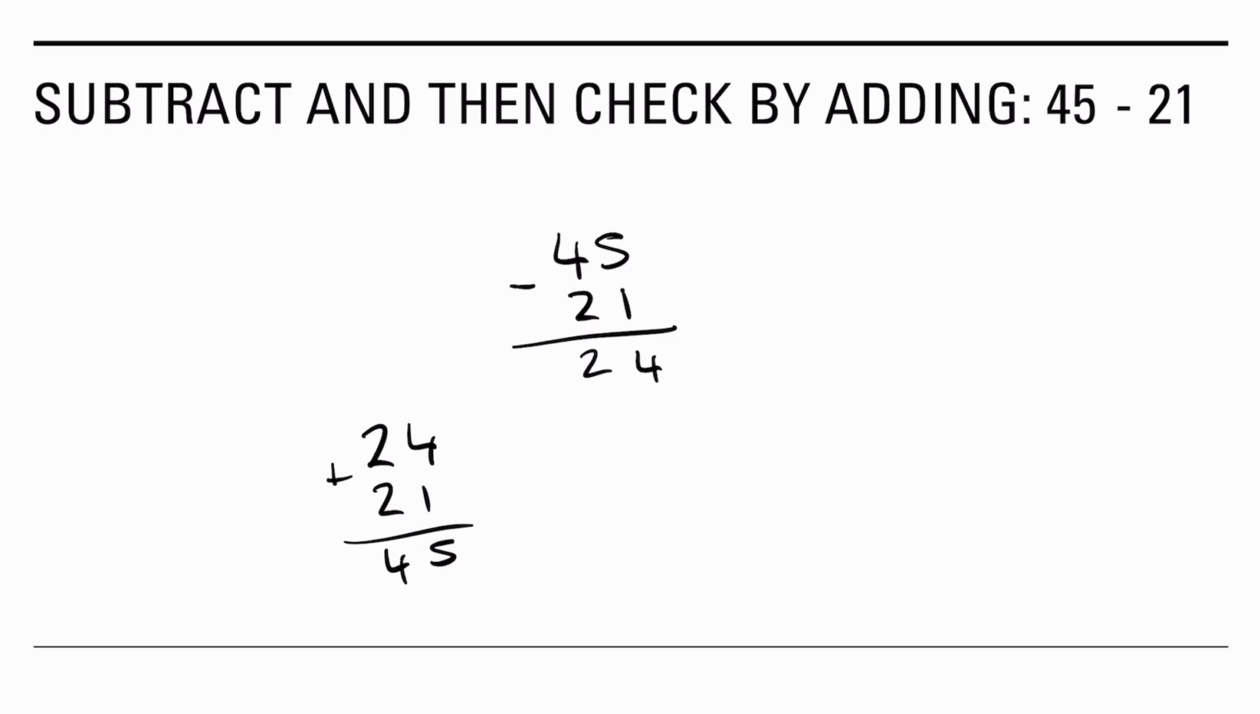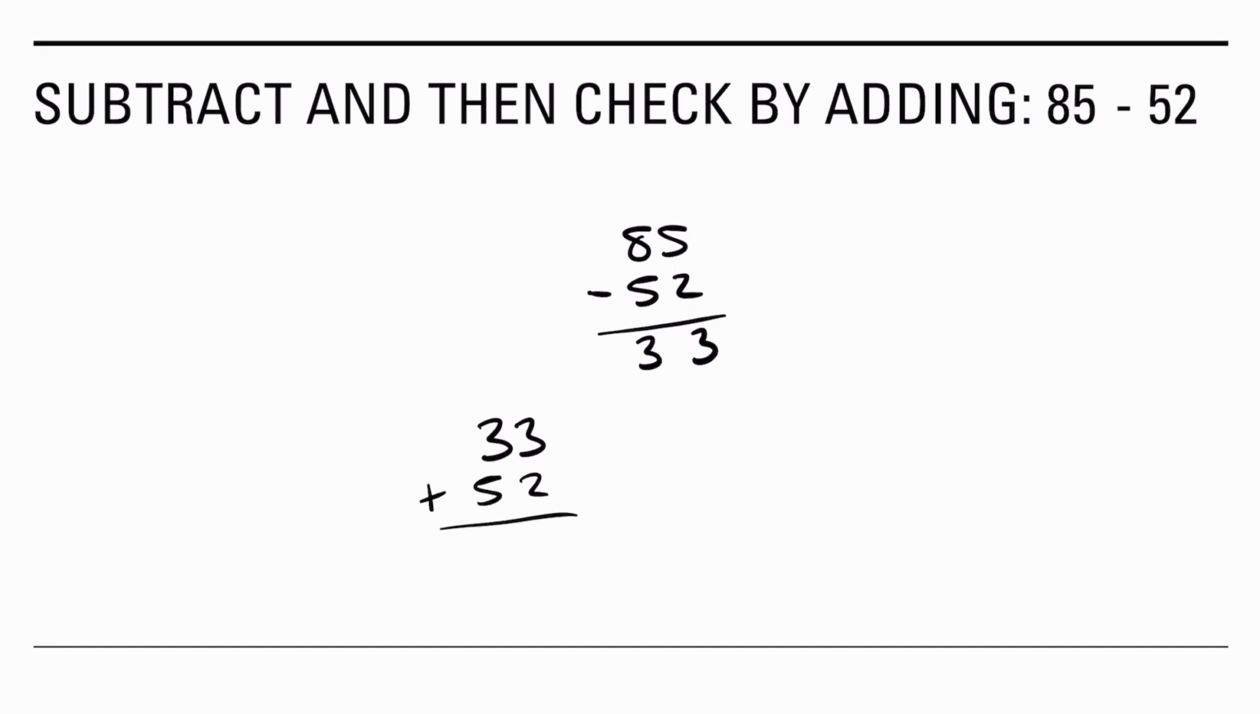45 minus 21, line them up in our columns. 5 minus 1 is 4, 4 minus 2 is 2, so we get 24. That means that 24 plus 21 should equal 45. And so 4 plus 1 is 5, 2 plus 2 is 4, and so we know we're correct.